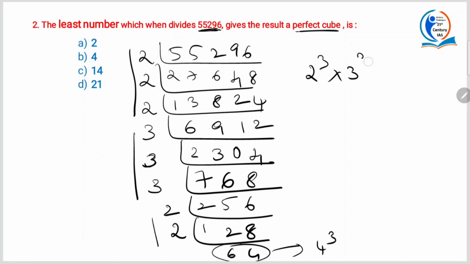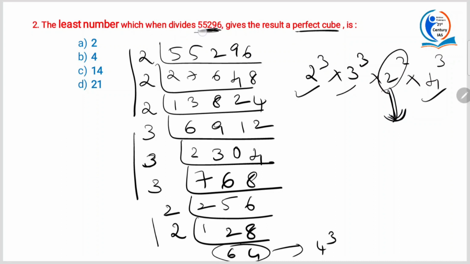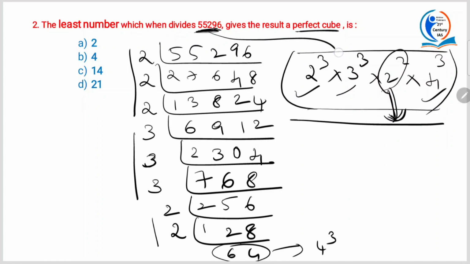So group them now: 2 cube into 3 cube into 2 square into 4 cube. Now this is fine, but this fellow is alone. It is not a cube, it is a square. Now what are they asking? The least number by which we divide this number to get a perfect cube. The multiplication of 2 cube into 3 cube into 2 square into 4 cube is 55296.